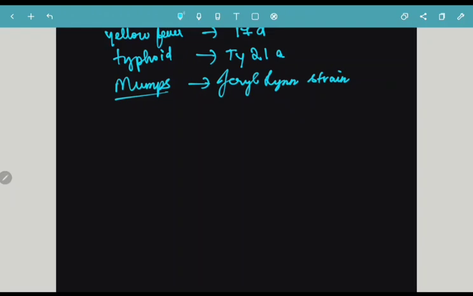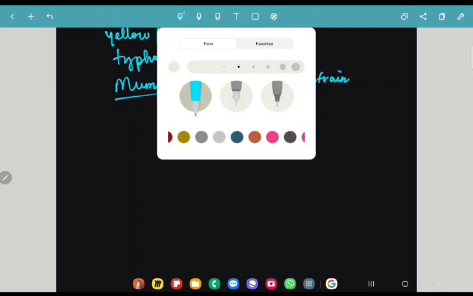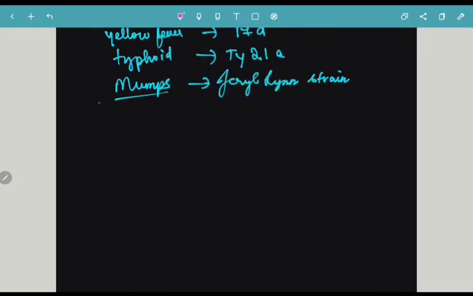So live and killed vaccine can be together, okay, and two live vaccines, very important. Two live vaccines can be simultaneously given, but the site of administration should be different. So one important rule, so let's look at some rules in vaccination.